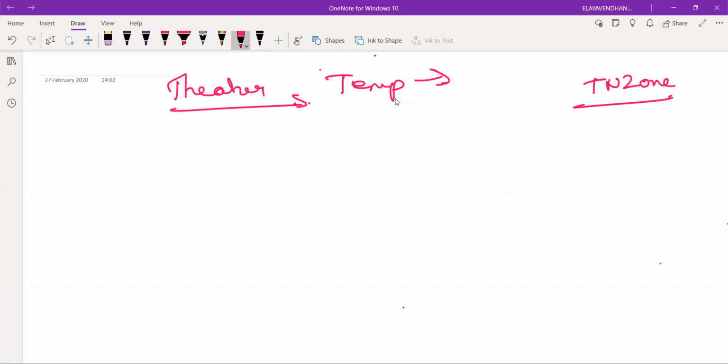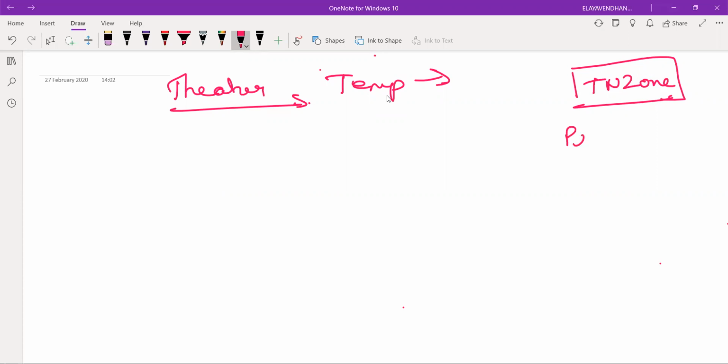Have you heard of this thing? No, sir. Right. So thermoneutral zone is the temperature zone where the body's metabolism is at its minimum, where the oxygen consumption is at its minimum. Okay. So that is a thermoneutral zone.